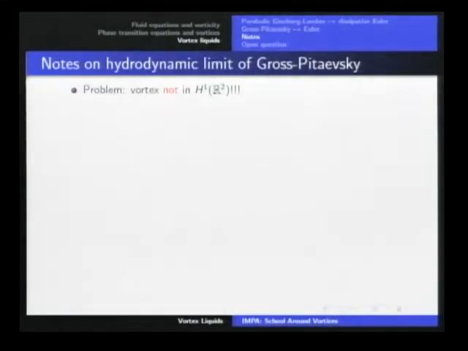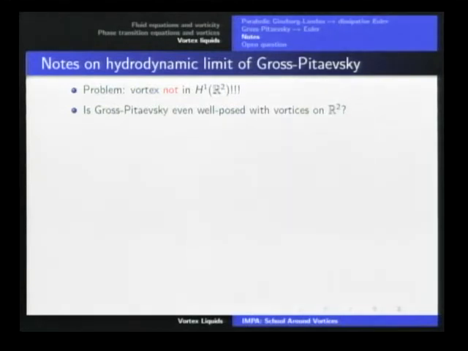So let me just explain a few notes about this, and then I think I'll be finished. There are a couple of interesting problems that come with this. First of all, as was noted in a couple of places, a vortex is not in H1 on R2, okay? Because it decays like 1 over r.